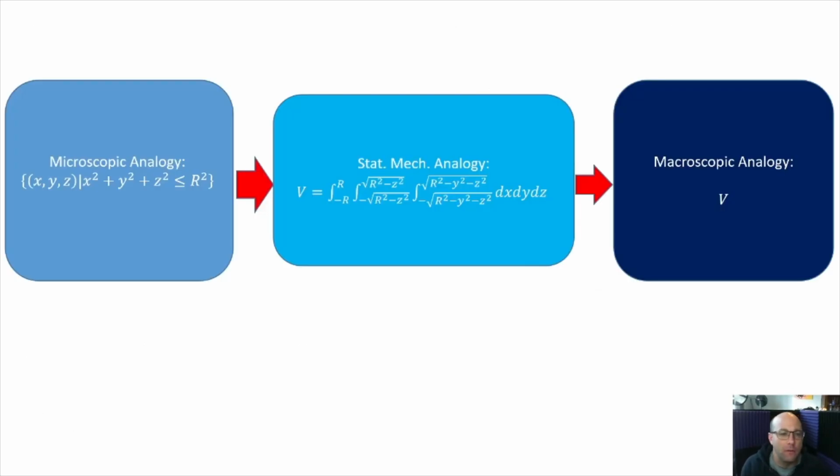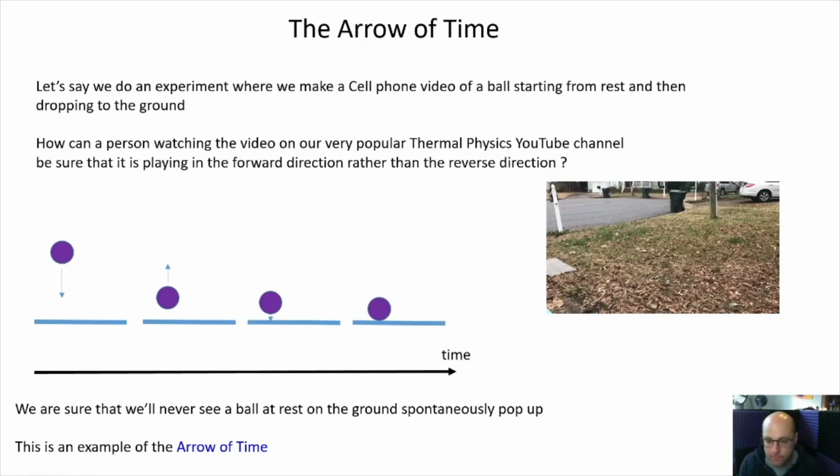So yeah, this is how it would appear in our flowchart. The macroscopic analogy is just the volume. Microscopic analogy is this set of all points, and then the statistical mechanics analogy is sort of asserting that you can compute this volume via a triple integral over the Cartesian coordinates. I mean, I think that's really interesting, and I think it's really important to emphasize that that bridge, that middle step, will involve new physics.